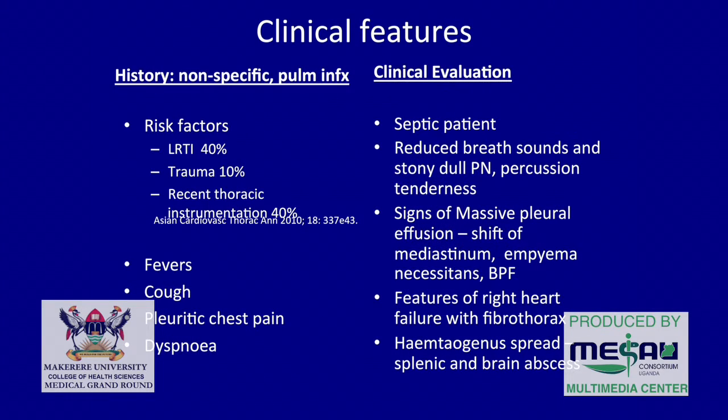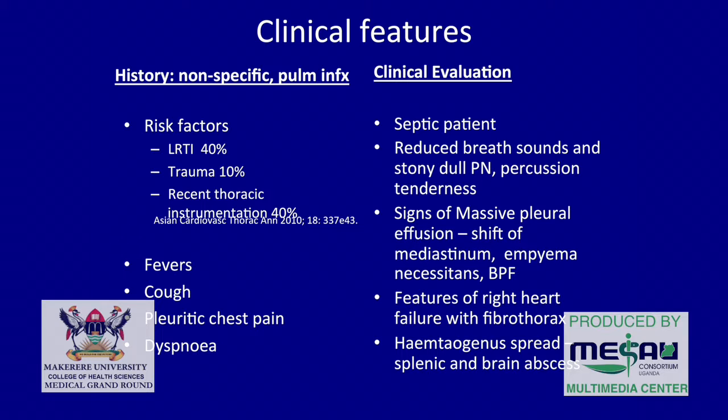So clinical features, most times it is non-specific in the history, but many times you will have a history of chest infection in these patients, say a pneumonia. Risk factors include lower respiratory tract infections, which is one of the most common. Trauma to the chest, it could be a rib fracture. It could have been a non-traumatic or traumatic rib fracture, so you need that history as well. And the other important thing is the recent thoracic instrumentation. In 40% of the patients, you may have that history.